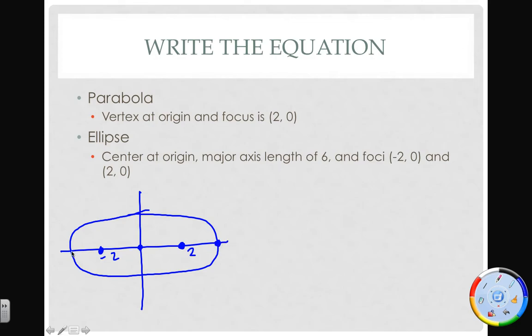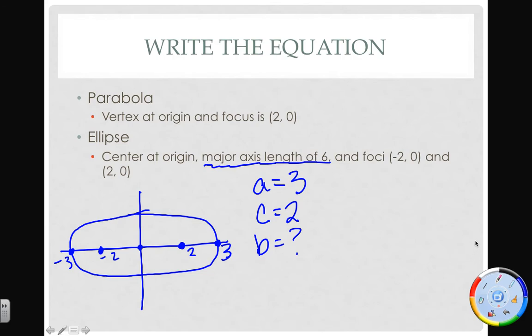Now, what would these values be? Because the major axis has a length of 6, that means my semi-major is 3. That's nice because that's 3 and that's negative 3. The distance between those 2 points is 6. So what does this tell us now? This tells us the a value is 3 because that's the distance from center to vertex. It also tells us the c value is 2 because that's the distance from center to focus. But if you look at your equations, we need a b value.